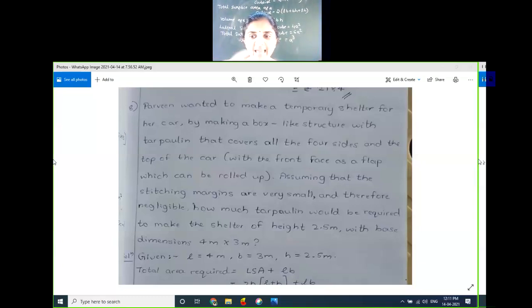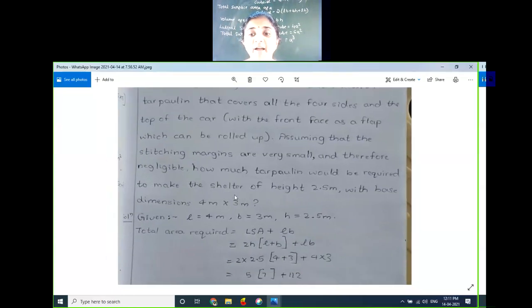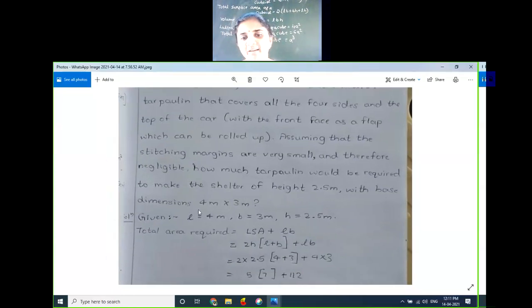Then LSA plus top, that is L into B. With the front face as the flap which can be rolled up. Front face can be rolled up like this. Keep the car inside, and leave it as it is. Assuming that stitching margins are very small, extra overlapping is very small, so we can neglect it, and therefore negligible. How much tarpaulin would be required to make the shelter of height 2.5 meter with base dimensions 4 meter into 3 meter?